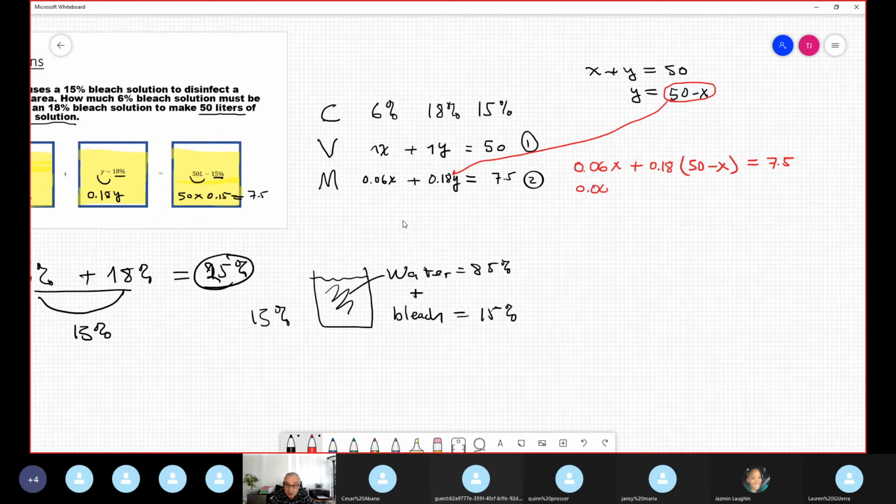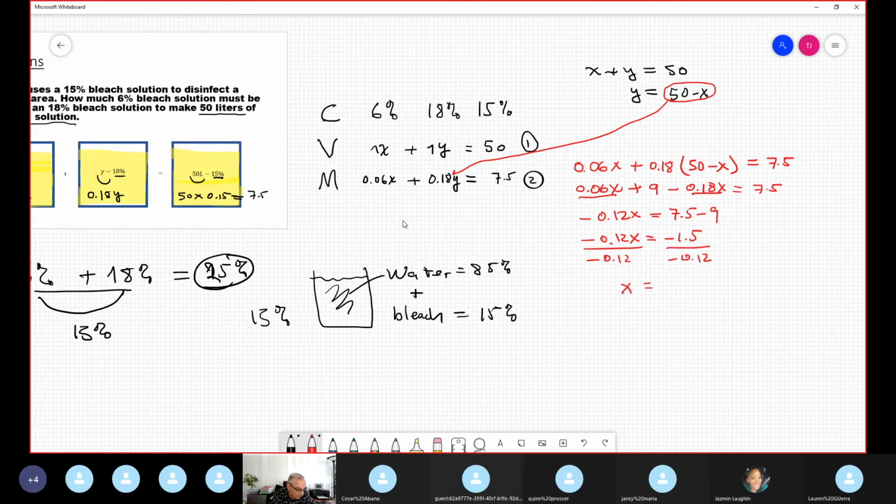So we have 0.06x plus, multiplying this and this, 9, minus 0.18x equals 7.5. We combine later, it's negative 0.12x, this and this together. On the right hand side, we have 7.5 minus 9. 0.12x is equal to minus 1.5. Divided by negative 0.12 on both sides, x is equal to 12.5.